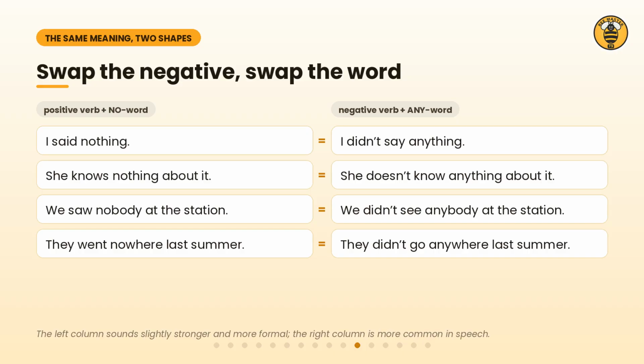Both columns are correct. The left column with the positive verb sounds a little stronger and a little more formal. The right column is what you will hear most often in everyday conversation. Practice turning one into the other. It is one of the fastest ways to make this grammar automatic.